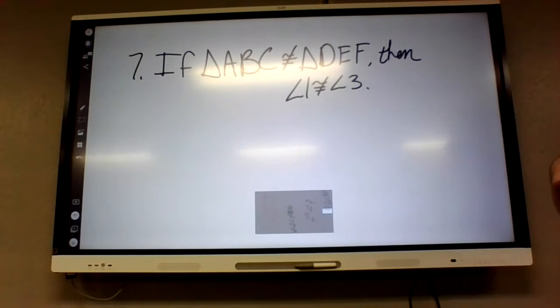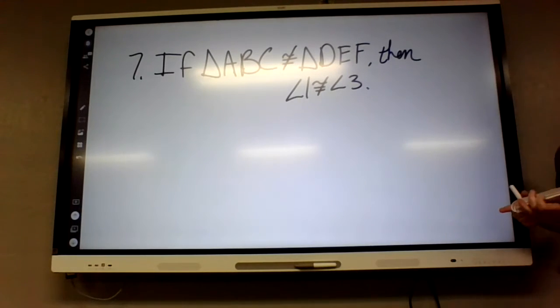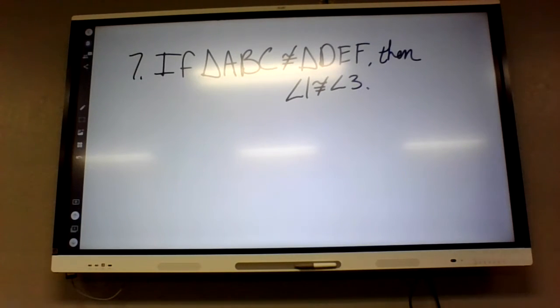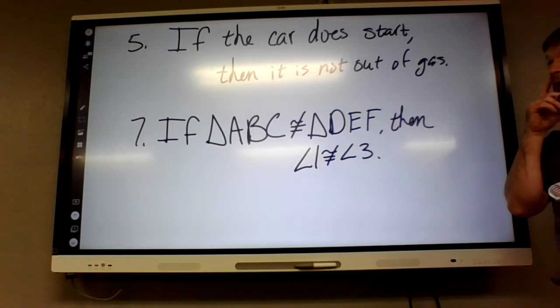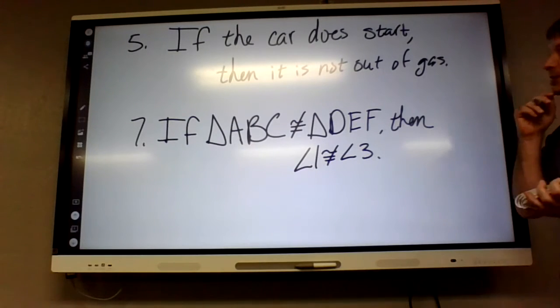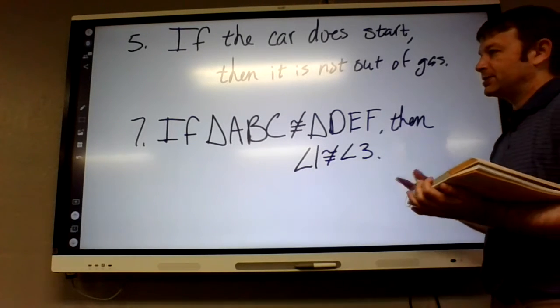Do you guys know how the original statement and the contrapositive are related to each other? They are basically saying the same thing, the same statement said backwards. If you think about number 5, the original and the contrapositive are saying the same thing. If the car is out of gas, it won't start. If the car does start, that means it has gas.